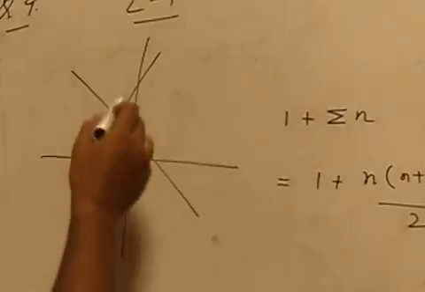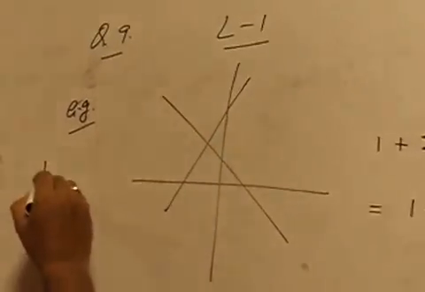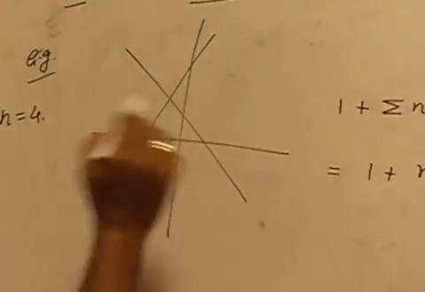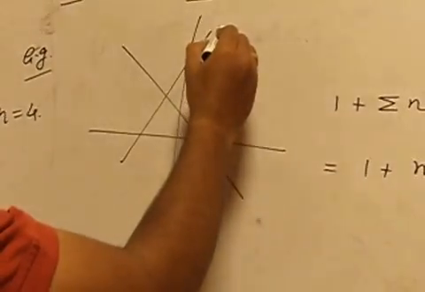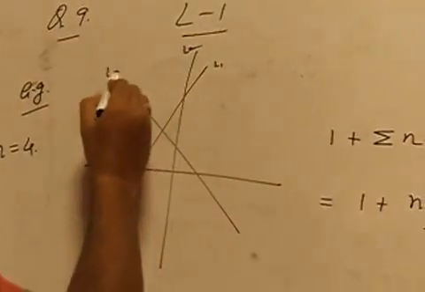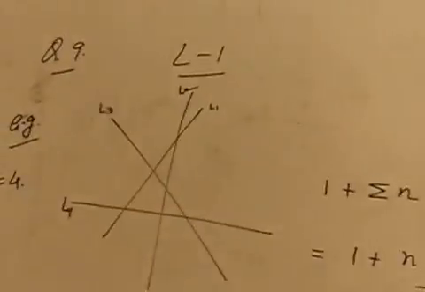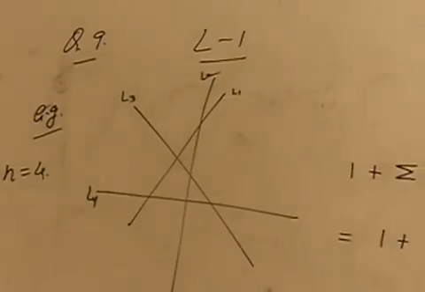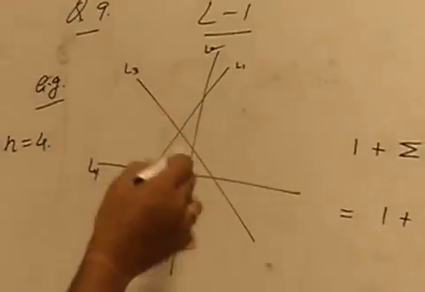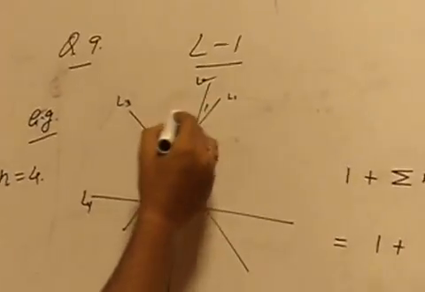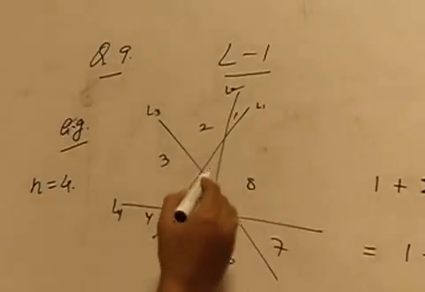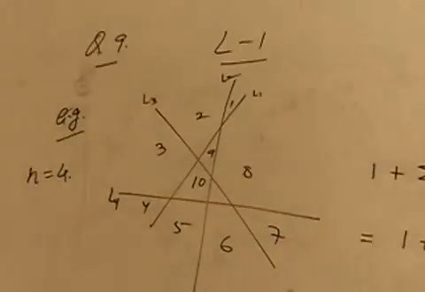As far as this example is concerned, we have taken 4 lines, so n is 4 in this case. Let it be line 1, line 2, line 3, line 4. Now we count the total number of regions this plane has been divided into: 1, 2, 3, 4, 5, 6, 7, 8, 9 and 10.